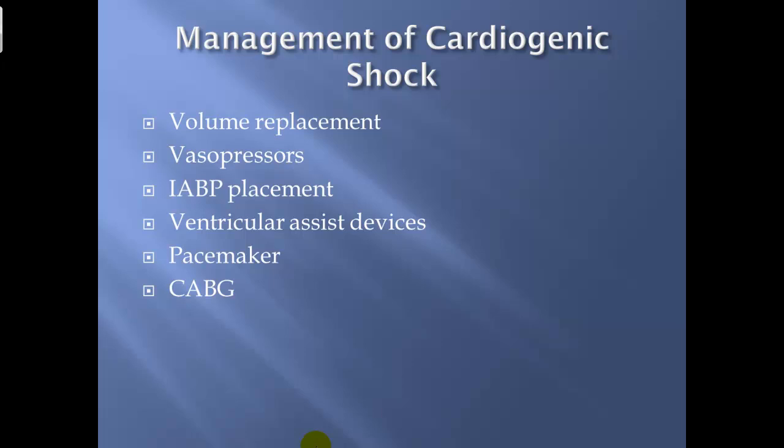Management of cardiogenic shock: volume replacement if the patient will take it. Give volume replacement very slowly, especially if they have a large cardiac history. Vasopressors. In the vasopressor sense, dopamine would be a good start. After that, you may consider dobutamine depending on what your patient is presenting with.